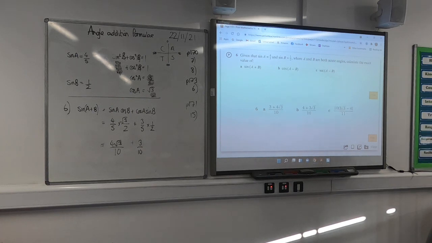We'll just do one more example. We'll do one more minute just to finish that off, and then we'll just do one more example before we leave it. So I've just said that for sec A minus B, there's not a formula for sec A minus B, so all you do is you take cos A minus B and just flip it.